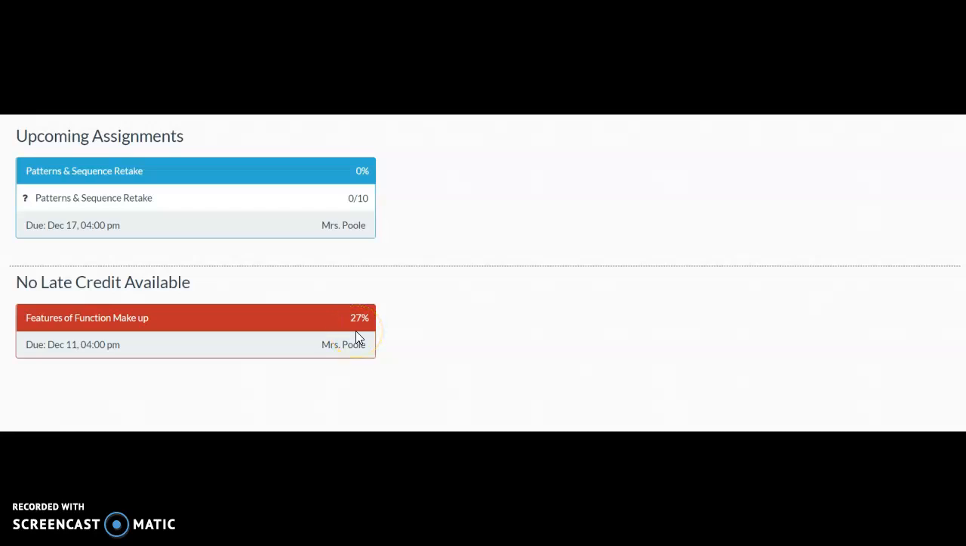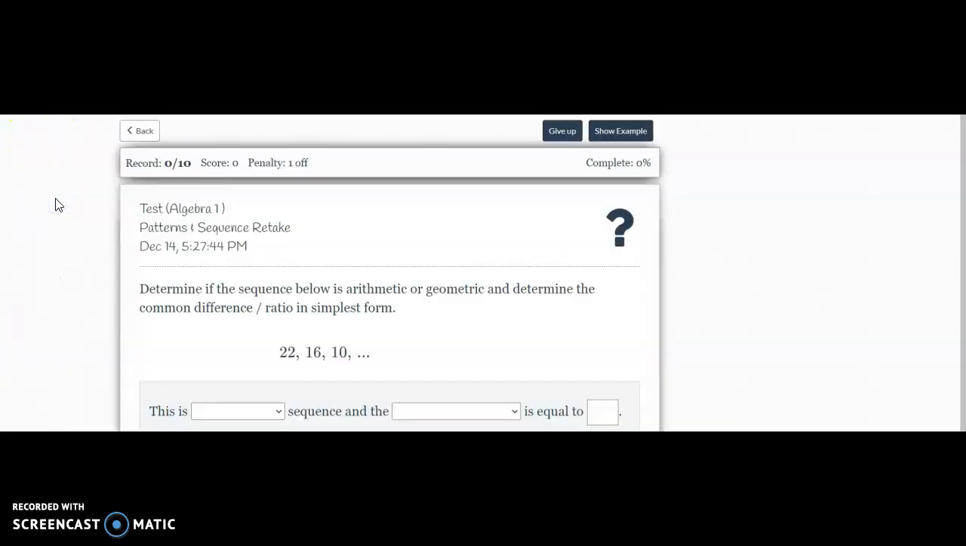All right, so now that you're logged into Delta Math, this is what your end is going to look like. You're going to have your patterns and sequence retake at the top here, and what you're going to do is click this one. Now, if you've logged in before to take a retake on features of functions, obviously you can't do that anymore because it is completed and past due. So upcoming assignments, you're going to click patterns and sequence retake.